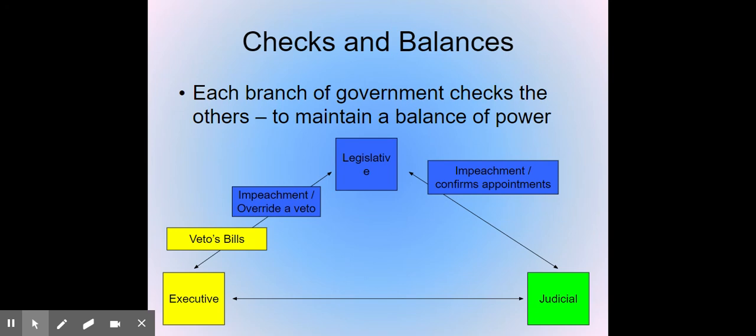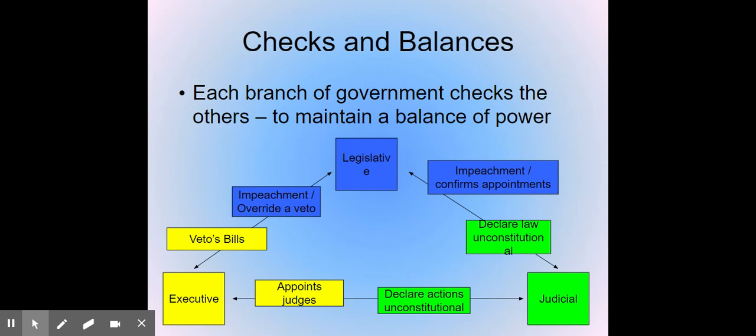When it comes to the judicial branch, the executive branch appoints the judges. Now, those judges have to be approved by the legislature, okay? But they are appointed by the executive, all right? And by the way, if the judicial branch does something wrong as well, the legislative branch can impeach them as well, okay? The judicial branch declares laws unconstitutional that are passed by the legislature and can declare actions by the executive to be unconstitutional, okay? So the idea here is each branch is working together to control the others so that nobody is too powerful and we maintain that balance of power and we maintain that separation of powers.